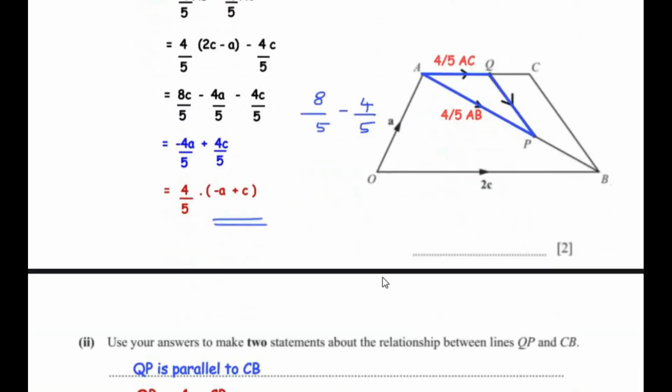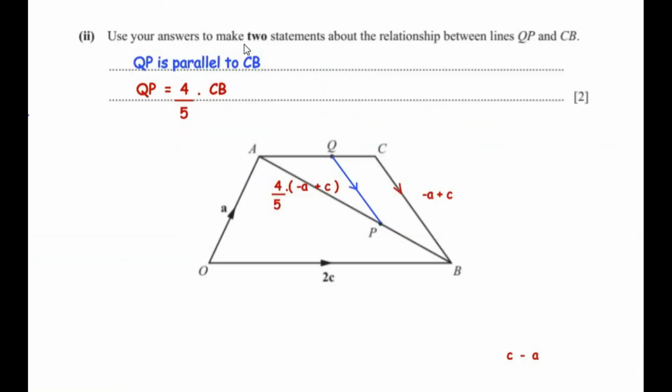Now moving on to the last sub question. Use your answers to make two statements about the relationship between the lines QP and CB. We had got the value of CB as C minus A, which could also be written as minus A plus C, they both are the same. And the QP value we got just now is 4/5 times minus A plus C. Now if you compare the vectors in terms of A and C, they both are the same. And QP is 4/5 of CB, which means QP is parallel to CB and QP is 4/5 of CB. So these are the two statements which we need to write.